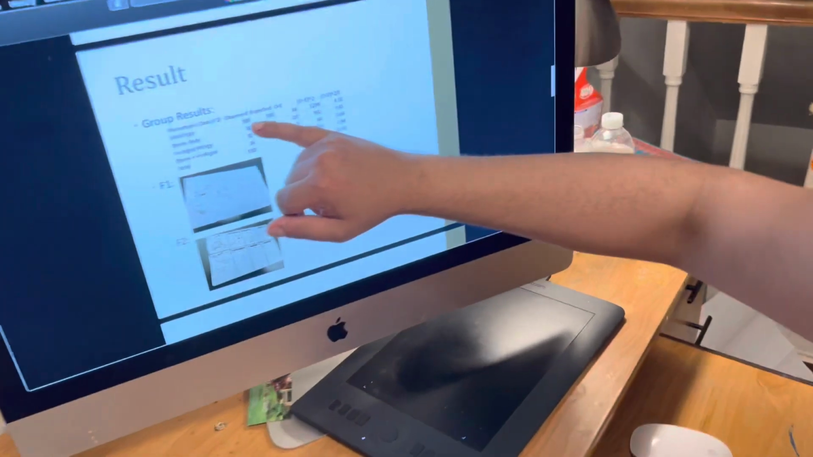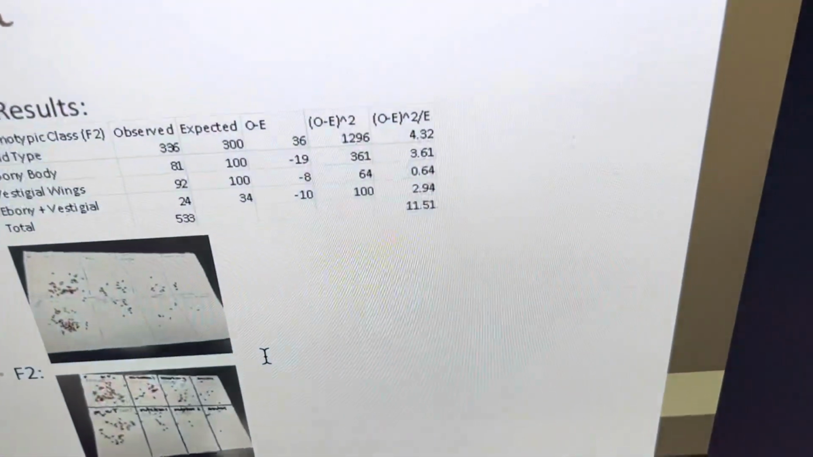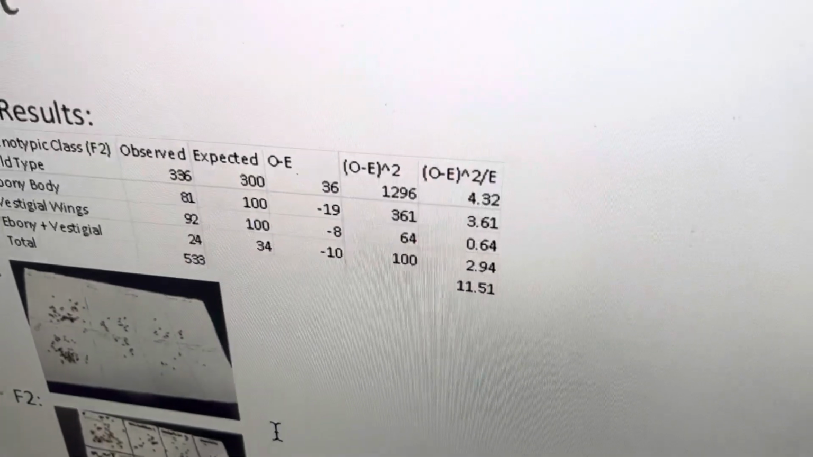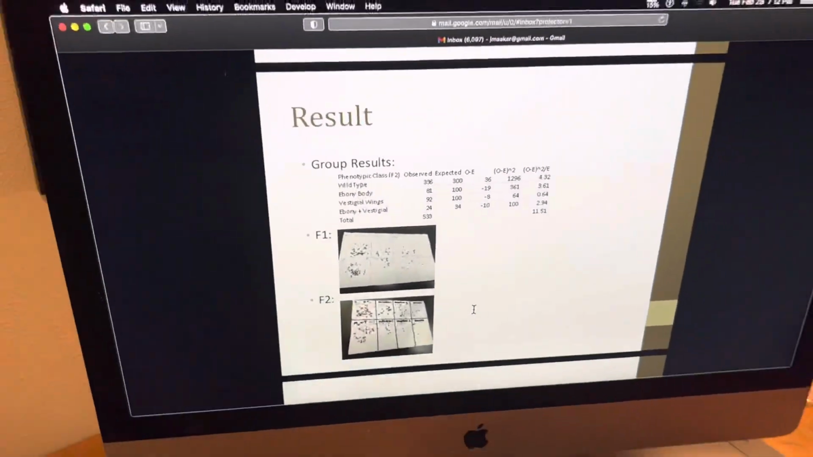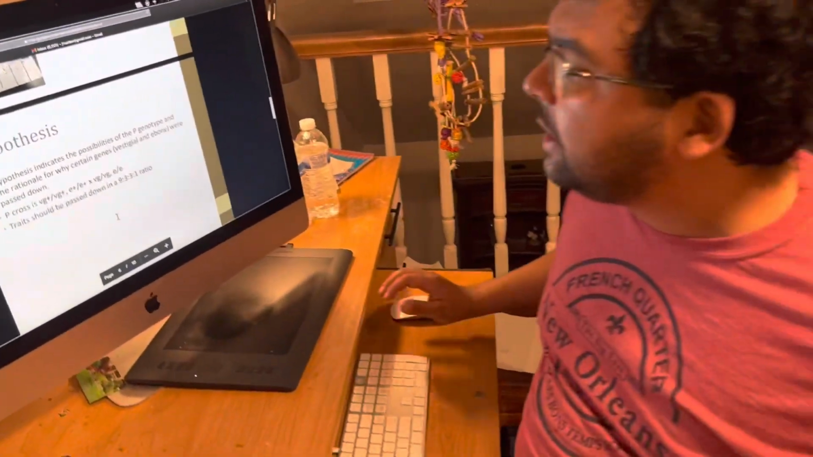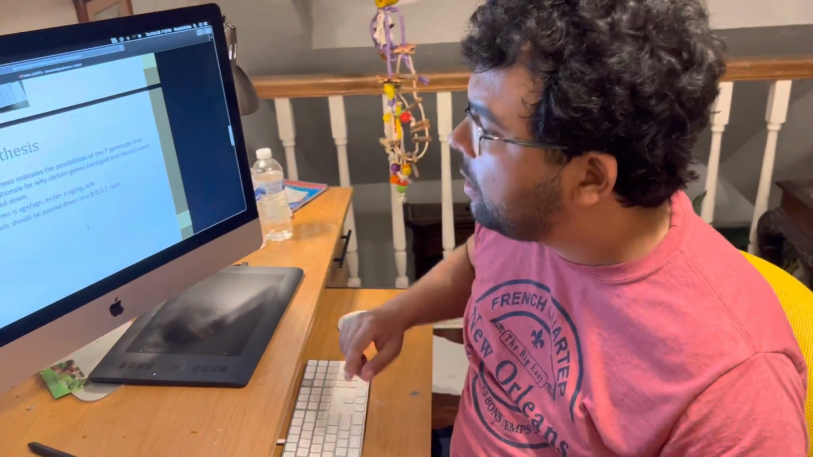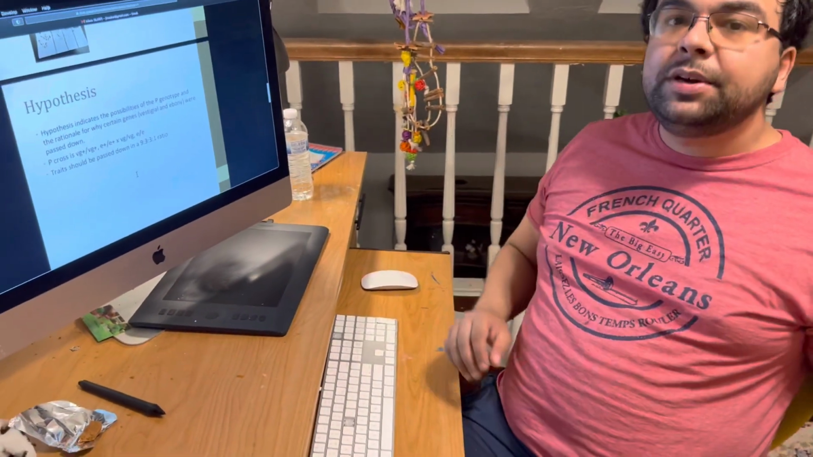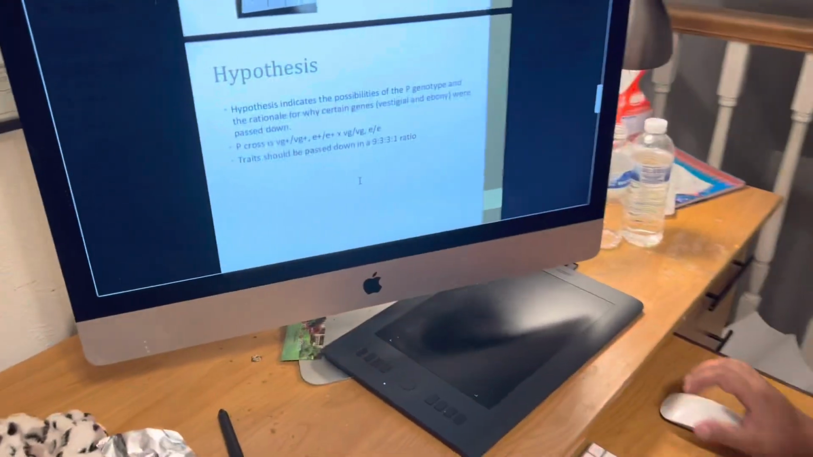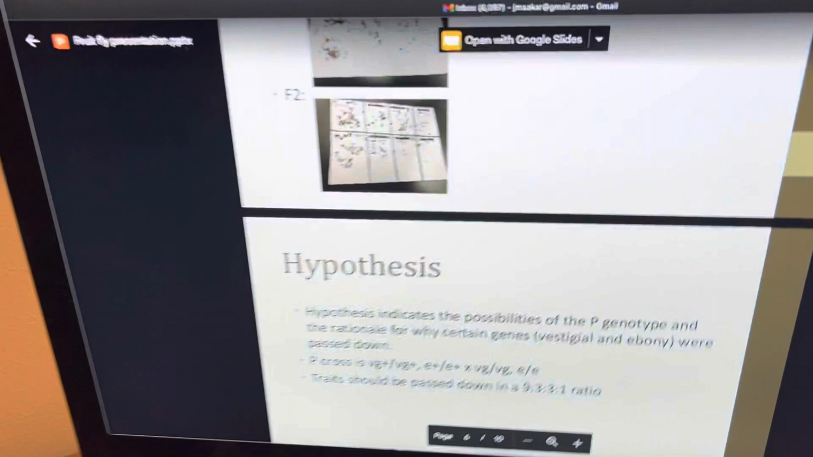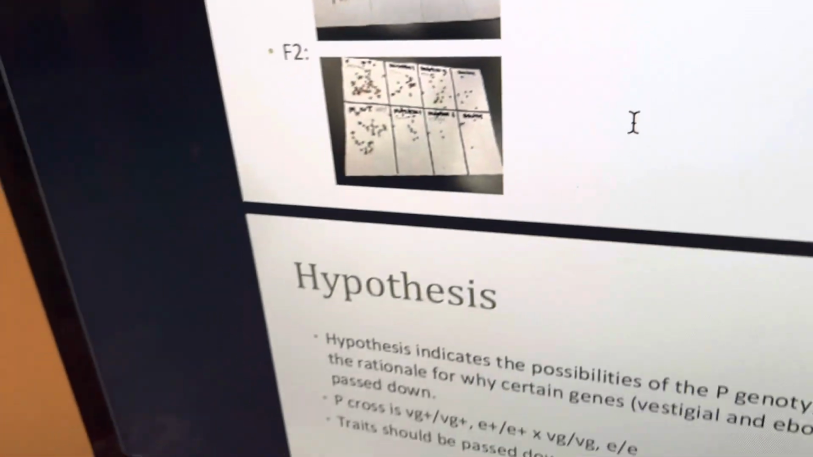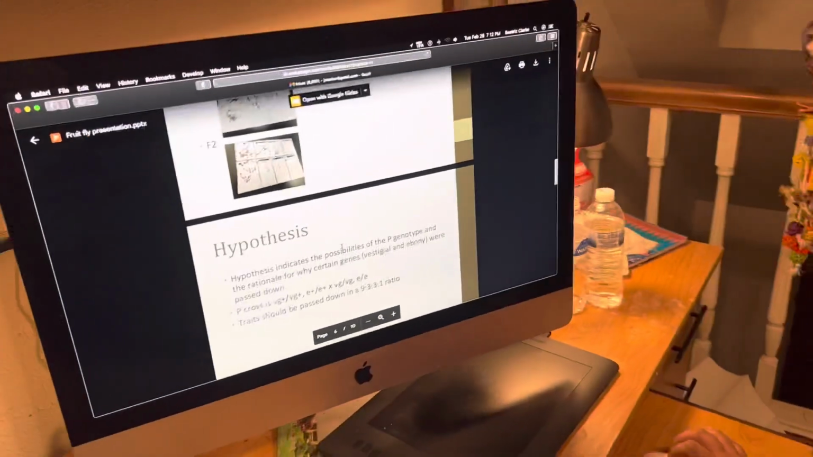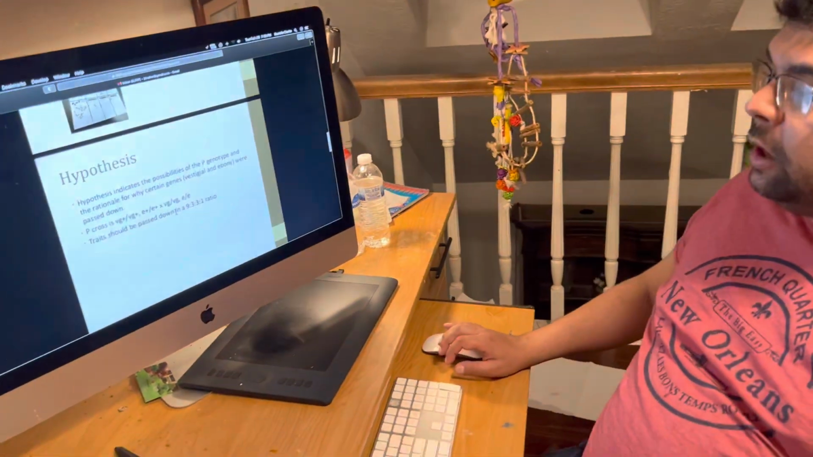Thank you. The values here show that the spread was not too far off as expected, but far off enough to be statistically significant. Our hypothesis indicates the possibilities of the P genotype, the parental genotype. After analyzing our F2 flies and seeing a picture of the F2 flies right here, we did reverse inferences. We worked backwards to determine the possible genotypes for the parental flies.